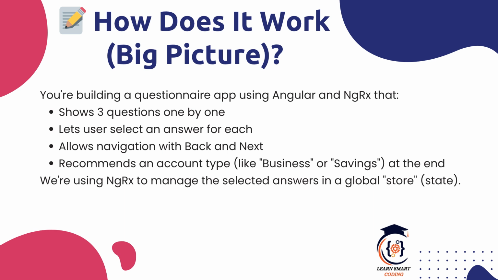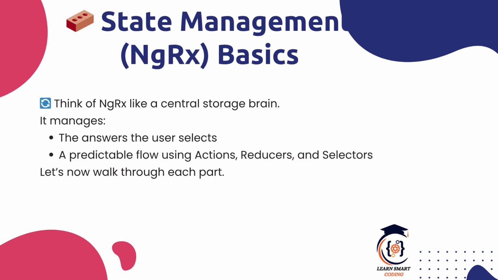Whatever I just explained is what is written here. It shows 3 questions one by one. Let the user select an answer for each. Allow navigation back and forth. We will give back and forth, and not only that, we'll be one step ahead of what we saw in Chase. We will also store what they choose, which means if they go back and forth, we will pre-select what they already selected, and I'm going to show you the demo. So before we go further into the slides, let's take a look at the demo.